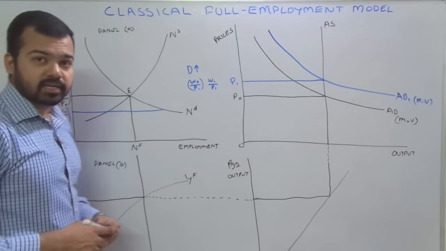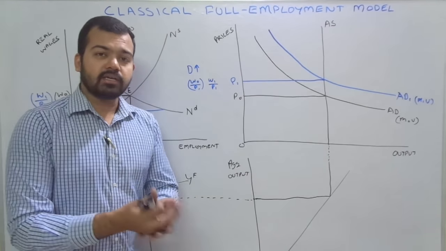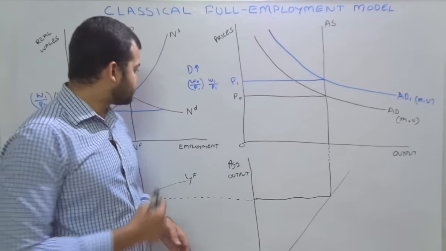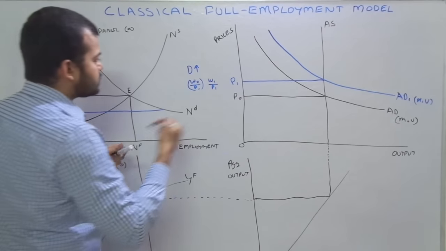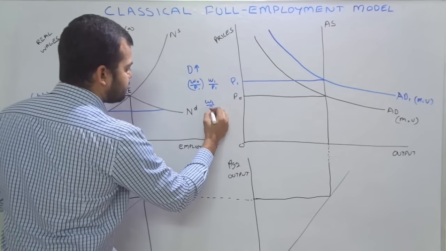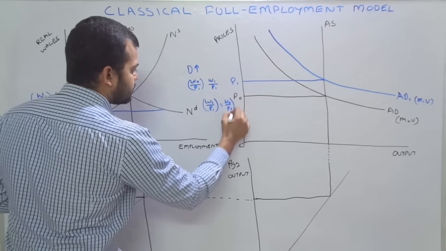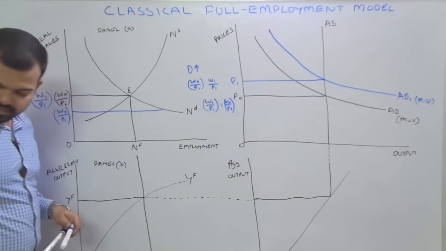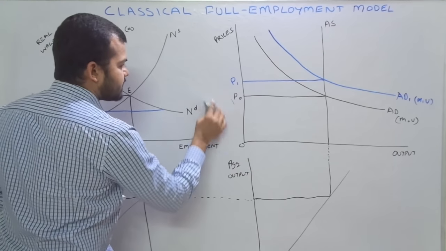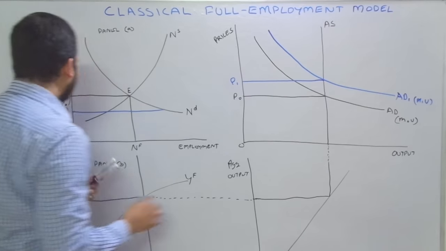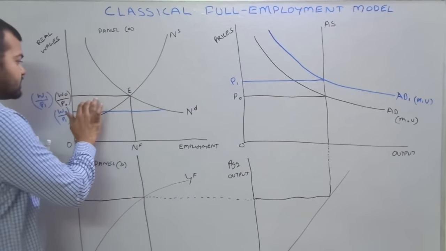Because demand for labor has increased, the money wage rate will be increased by the producers of the economy. So this will remain at the same level. We can also write W1 upon P1 is the same as W0 upon P0. It means the labor market will adjust quickly to the price rise and change the nominal wage rate with the rise in the price level. So it remains the same.